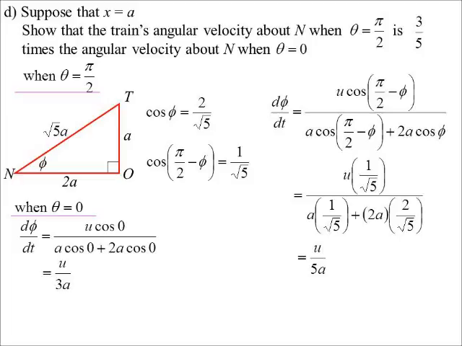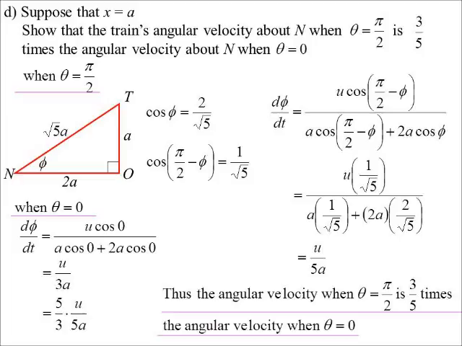Well, is that 3/5 of that, or 5/3, which way round? Let's have a look. Yes, well, that is 5/3 of u on 5a. So yeah, the angular velocity at π/2 is 3/5 times the angular velocity at θ equals 0. So, well, quite a lot involved in that question. Right.